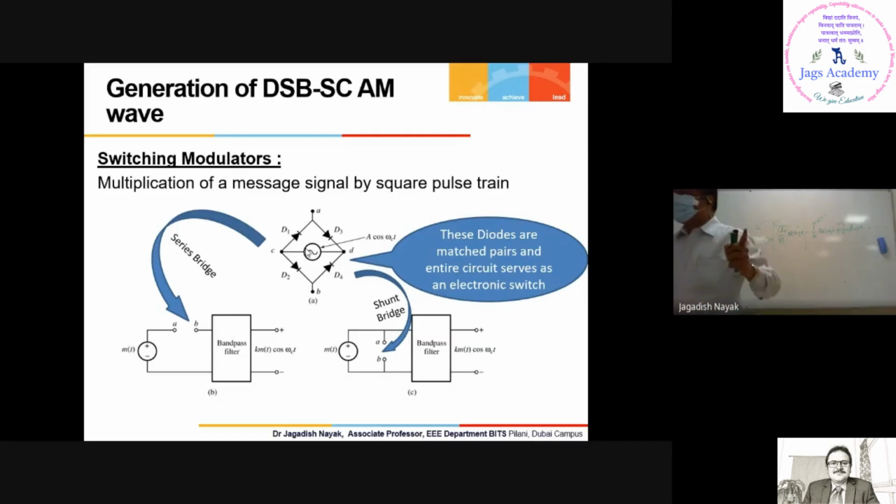Now understood. After the band pass filter, can you tell me what term will come out of this equation? Only m of t into, I'll put 4 by pi here, into cos omega ct. All these terms will be filtered out. Can you tell me what this is now? This is your double sideband suppressed carrier wave.